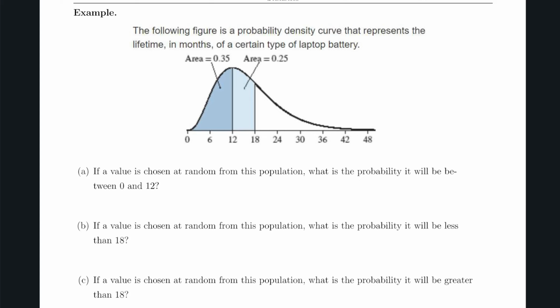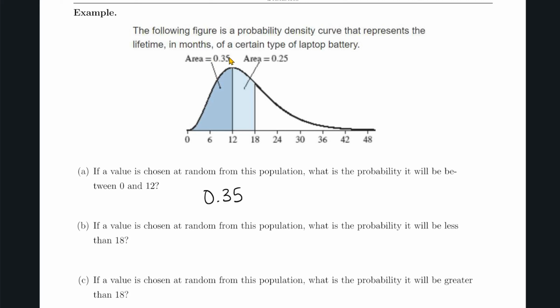Let's continue with a similar example. So here we have a probability density curve given. It represents the lifetime in months of a certain type of laptop battery, and we're asked a few questions. If a value is chosen at random from the population, so our population here is from 0 up to 48, what is the probability that we would get a value between 0 and 12? Well, we know the probability of a region is equal to the area under the probability density curve, which here was given to us as 0.35. So the probability is 0.35 since that's the area of this region.